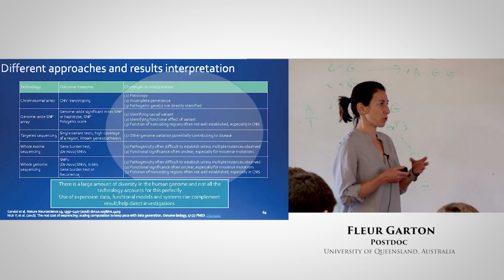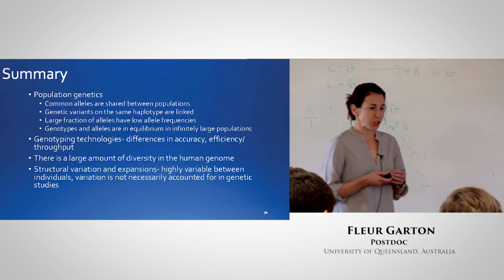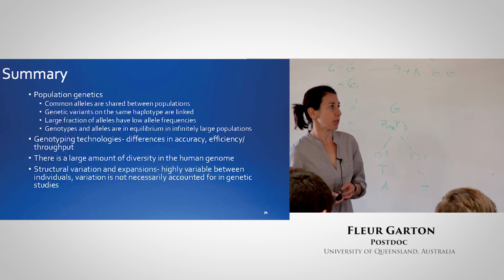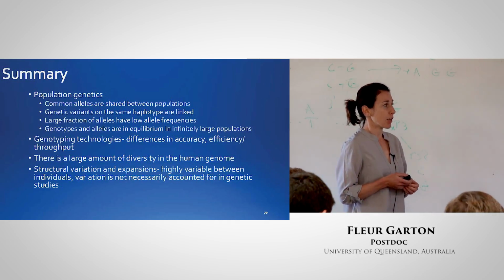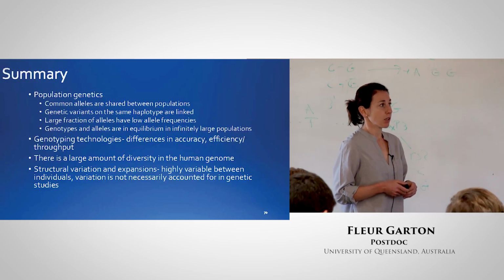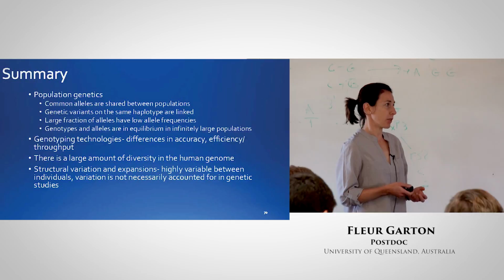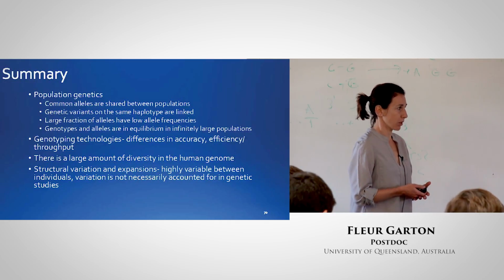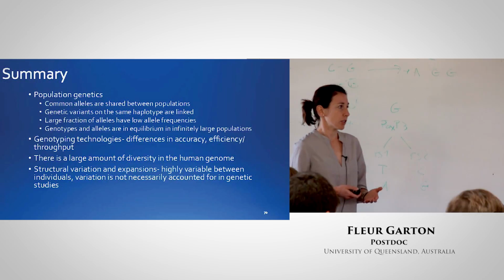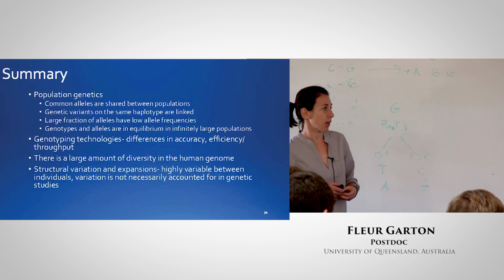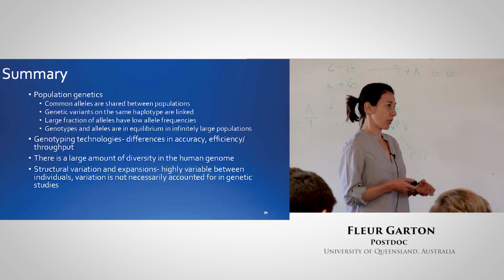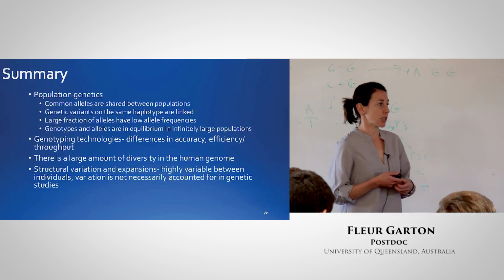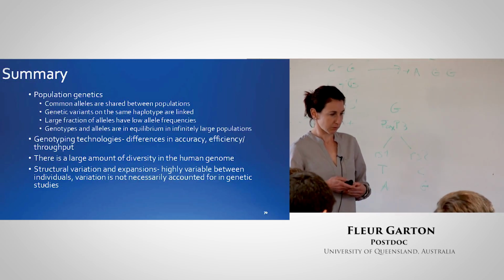So the summary of what I've talked about so far is population genetics. Common alleles are shared between populations. Genetic variants on the same haplotype are linked. A large fraction of alleles have low allele frequencies, and genotypes and alleles are in equilibrium in an infinitely large population. So that refers to the Hardy-Weinberg equilibrium. Genotyping technologies differ in accuracy, efficiency, and throughput. There's a large amount of diversity, and structural variation and expansions can be highly variable between individuals, and the variation is not necessarily accounted for in genetic studies.